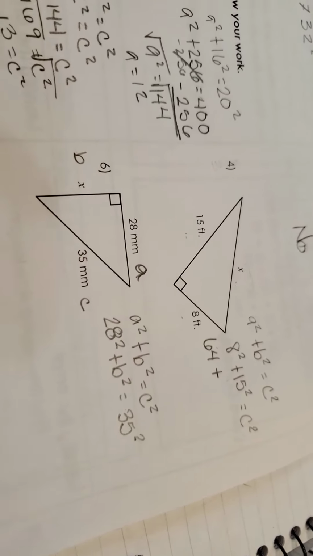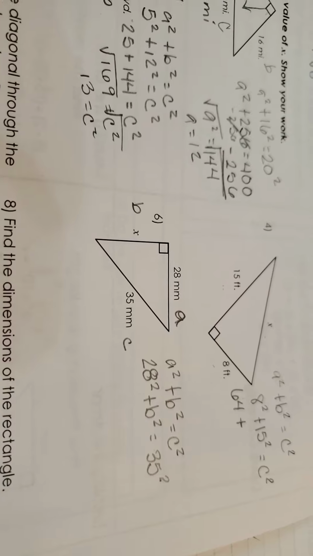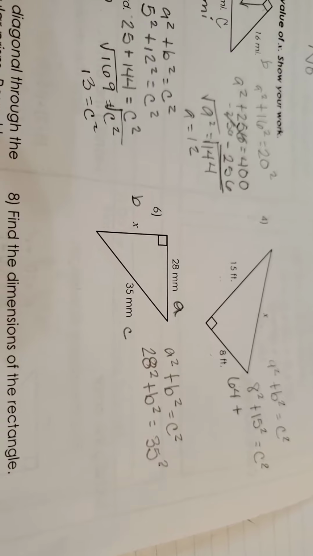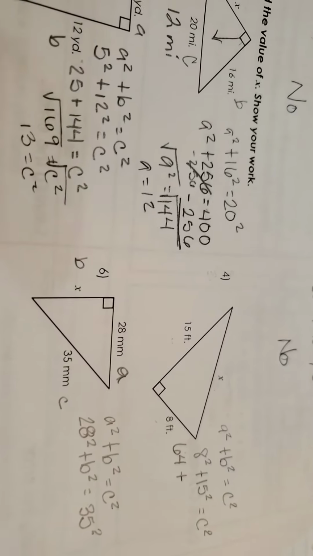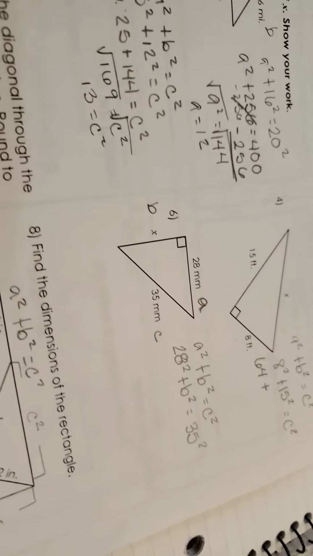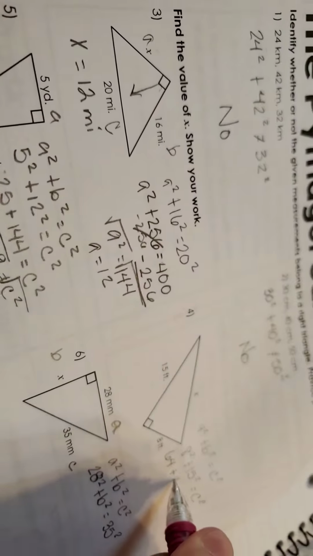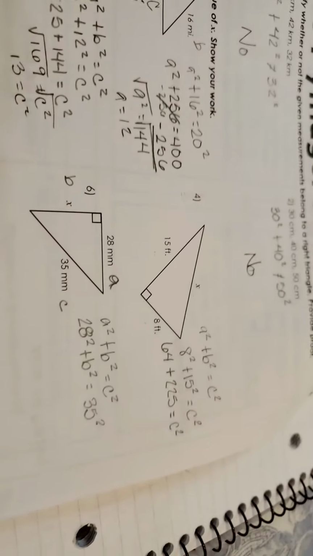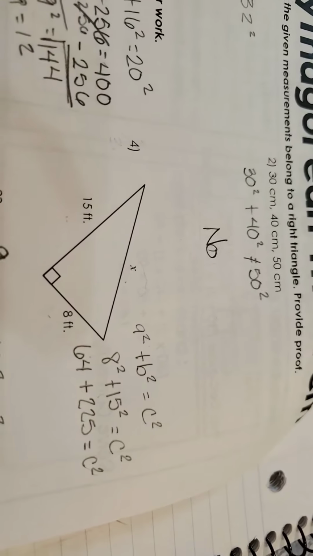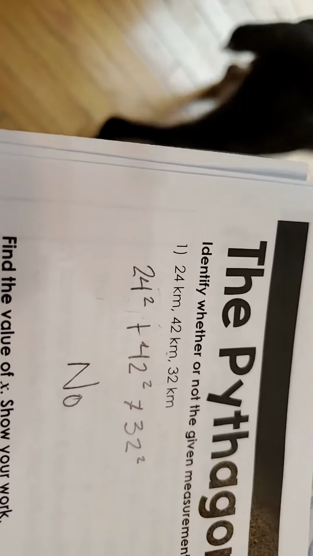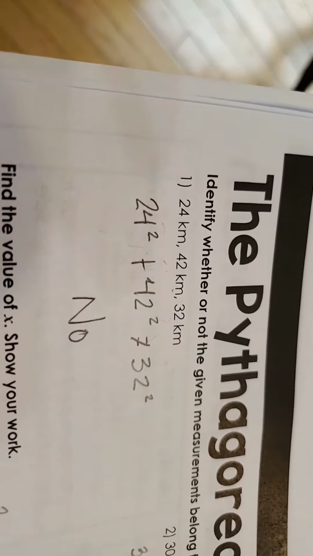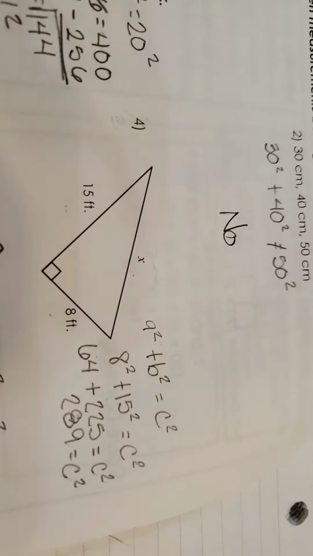And that is going to be, oh, what the heck is here? Man, now my computer is being funny. So 15 squared, which is 225. And that's going to equal our c squared. So 64 plus 225, and we get 289. That equals c squared. So then we're going to find the square root of that.